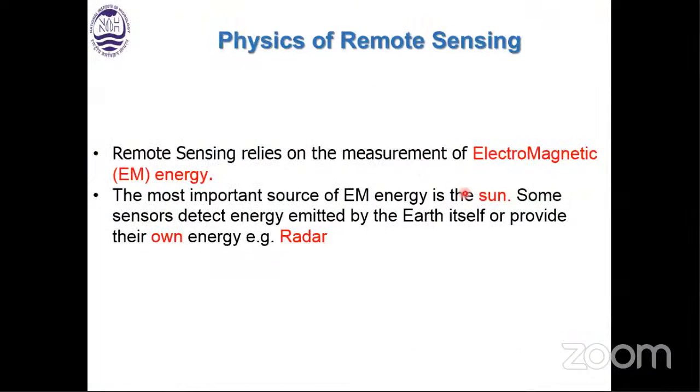So what is the physics behind remote sensing? Remote sensing relies on the measurement of electromagnetic waves. The most important source of electromagnetic energy is the sun. Some sensors detect energy emitted by the Earth itself or provide their own energy, for example, radar.